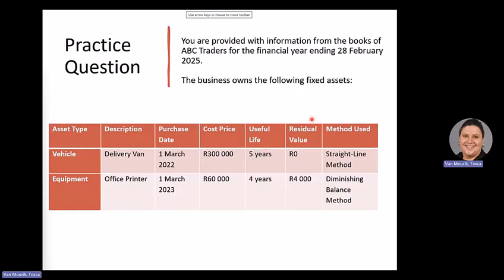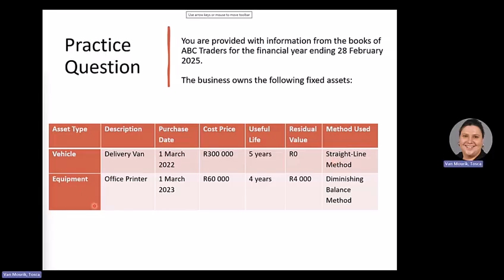So what are we giving you? We are giving you information on the books of ABC traders at the financial year end of 2025. What is the fixed asset that the business has? So we have a vehicle, which is a delivery van. Okay, we purchased it on 1 March 2022. So we have it already for a while. Cost price was 300,000, useful life 5 years, no residual value, and we are using it on the straight line method.